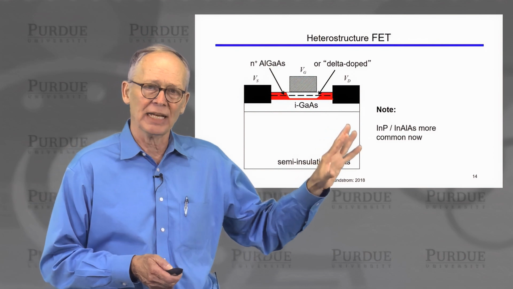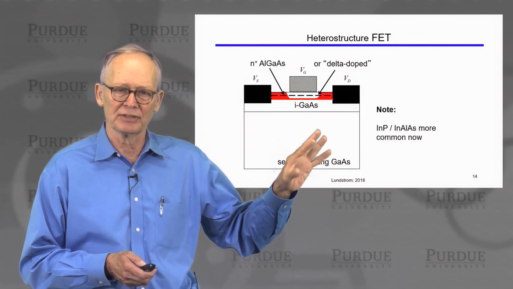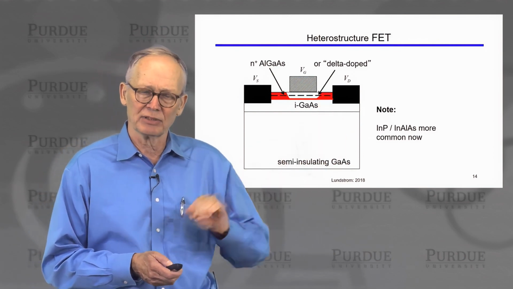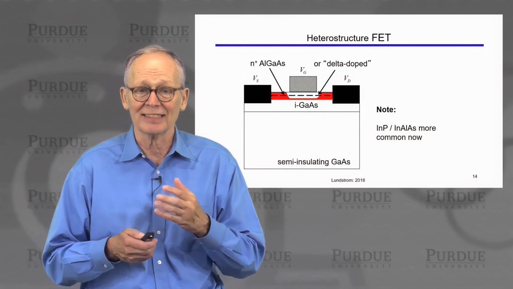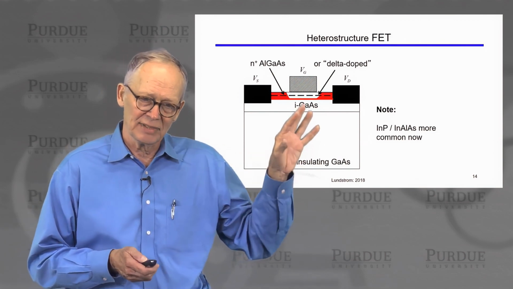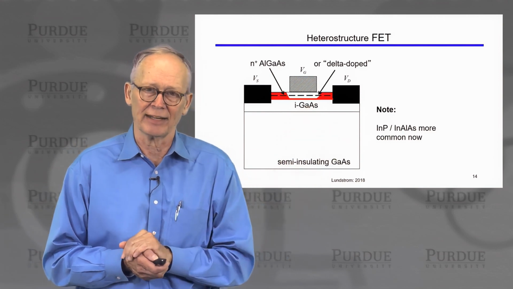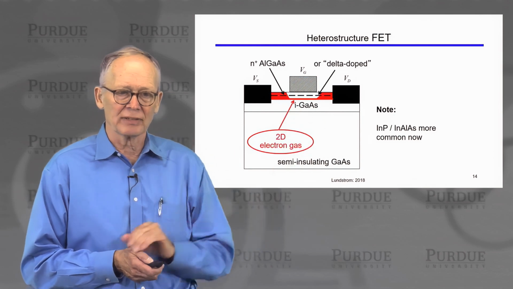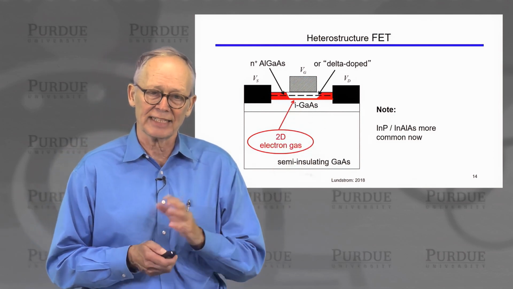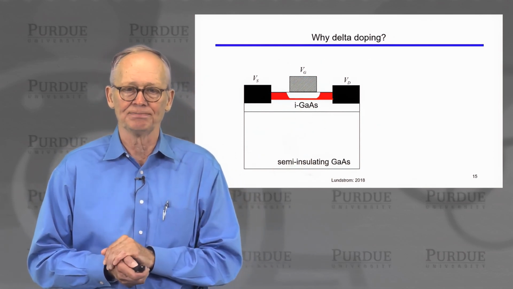Okay. I'll point out now that the material systems that are used now, it's more common to use material systems such as indium phosphide, indium aluminum arsenide, indium gallium arsenide than aluminum gallium arsenide and gallium arsenide, which was first used. All right, so there's our 2D electron gas that ends up being produced in the small bandgap region.